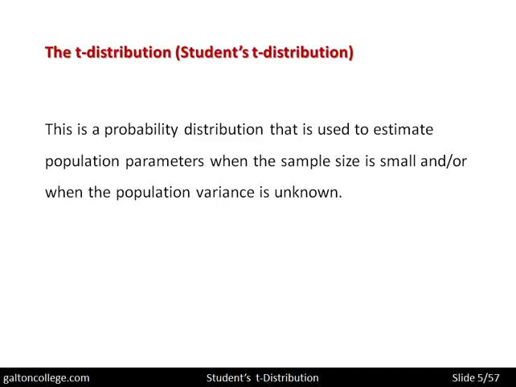Sometimes we don't know what the parameters of the population are. We don't know the variance. We don't know how the population is spread out. Sometimes we have to work with small samples, perhaps, from a large distribution. We have to pick a small sample because perhaps we haven't got sufficient resources to pick a large sample, or sometimes we simply can't pick a large sample for technical reasons.